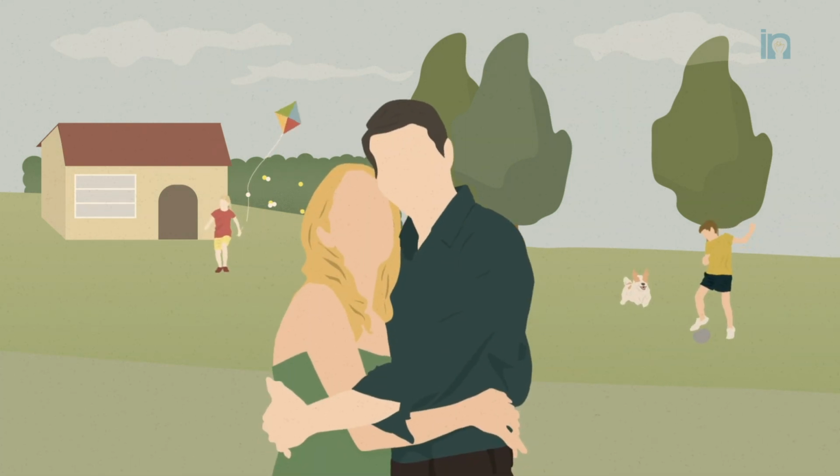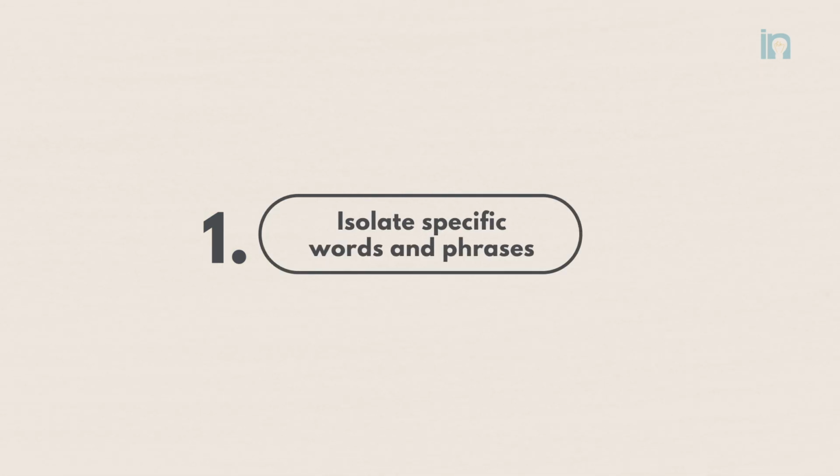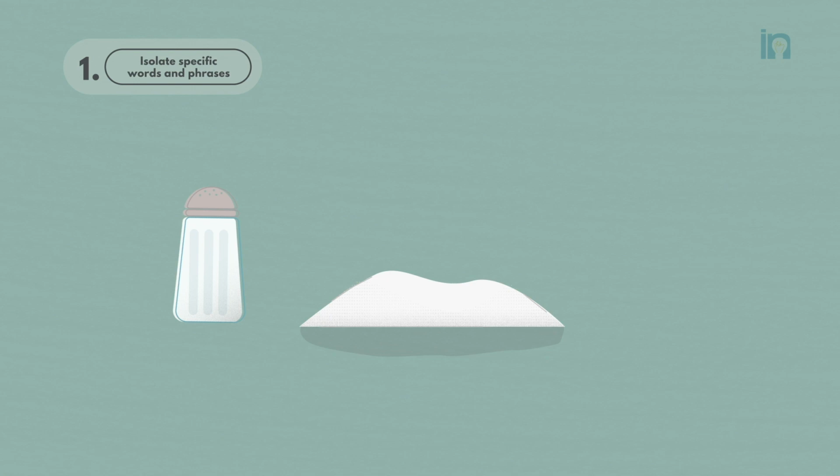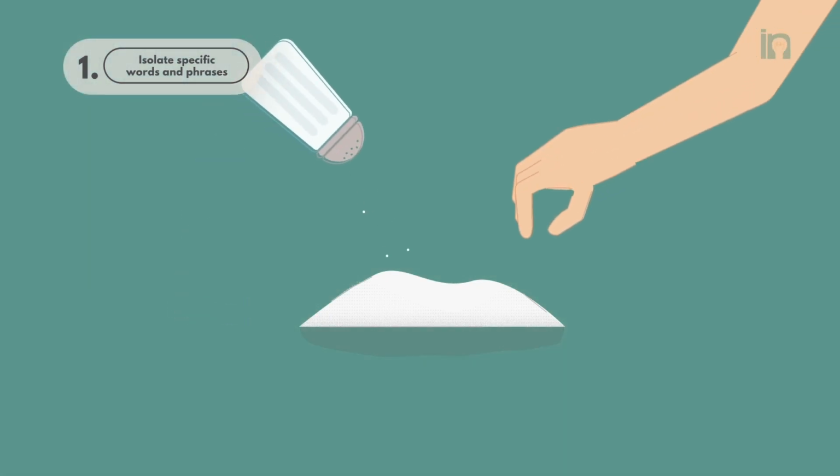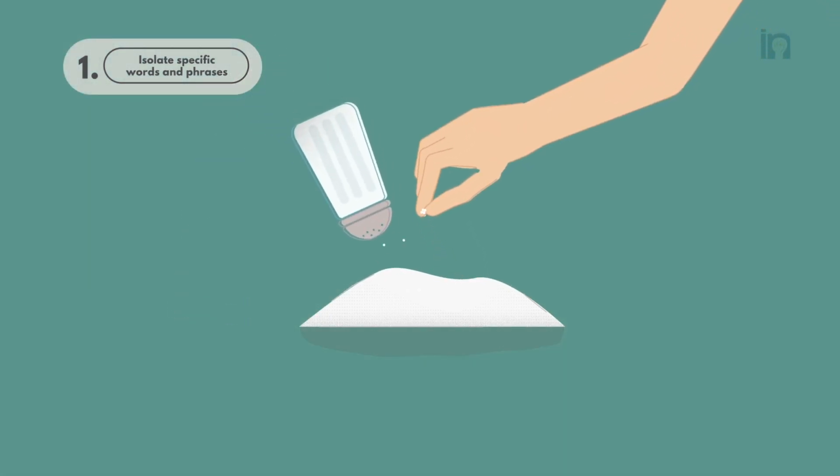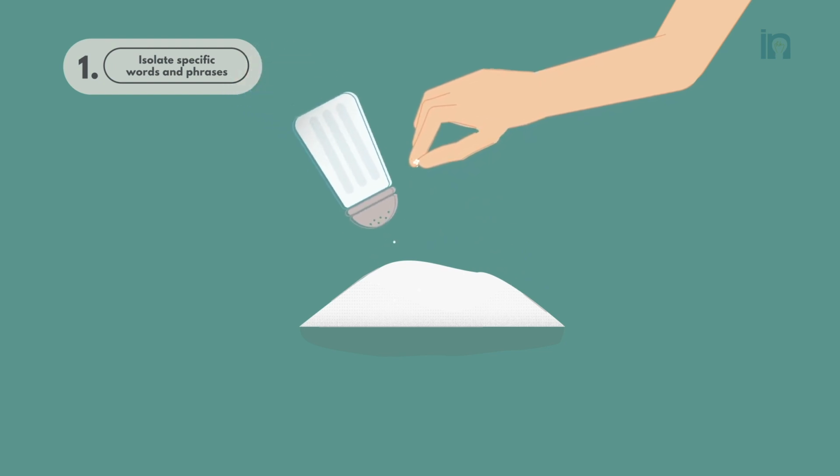A good explanation can be broken down into 4 simple steps. 1. Following your examples, directly pick out only specific phrases or individual words that you want to focus on. Just as you would only add a pinch of salt and pepper to your food, quoting long examples weakens and distracts from your core argument.